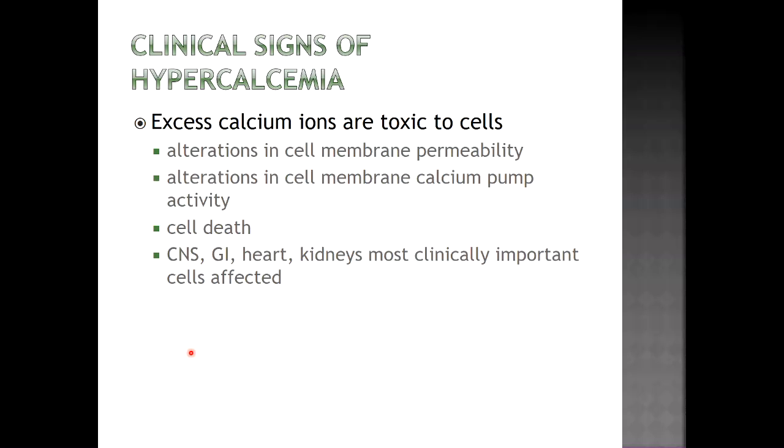So for instance, if you want to excrete things by exocytosis, you're going to be using a lot of calcium. I don't think I have to convince you that they're really, really important. Some of the particular organs that are very affected by hypercalcemia are the CNS and the GI. The GI thing we don't see that much clinically, but CNS, heart, and kidney.